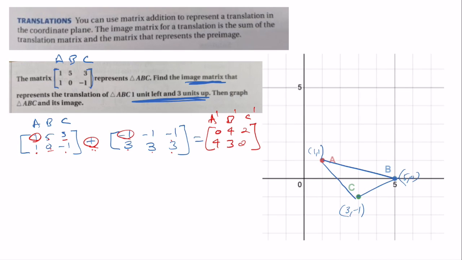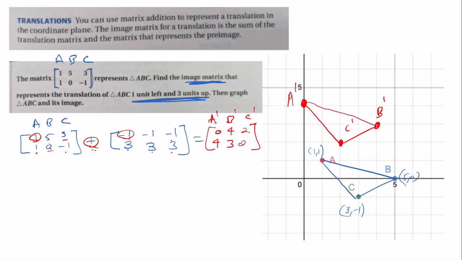And we can map that. So A prime ends up being 0, 4. A prime. B prime is 4, 3. So 1, 2, 3, right there's B prime. And C prime is 2, 2. So 2, 2. And C prime. Now let's connect this triangle.